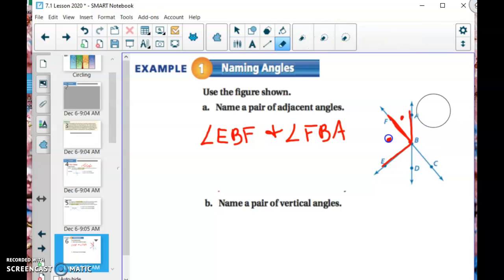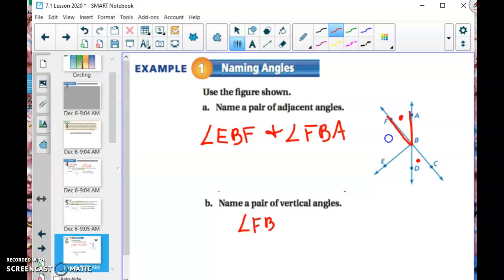All right, second part says name a pair of vertical angles. Well, the big clue with vertical angles is they have to be the same measure. So I look at this angle here and this angle down there, and those would be vertical to each other because I see the intersecting lines, and I see that those two angles would be congruent to each other. So to name this angle, I would say angle FBA and angle DBC. Now technically, I could have said CBD, and it would be talking about the exact same angle. And I could have said ABF, and that would have exactly been the same angle as well.